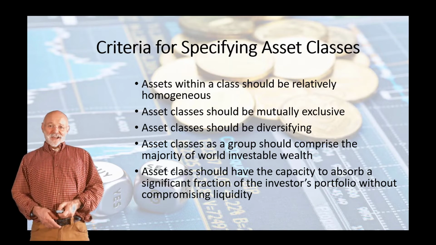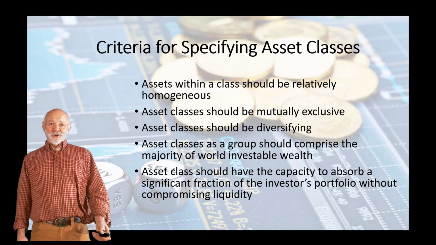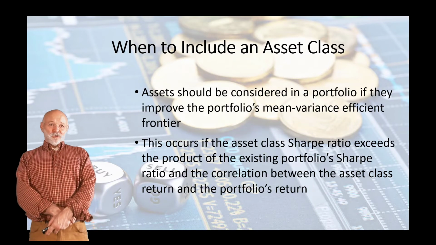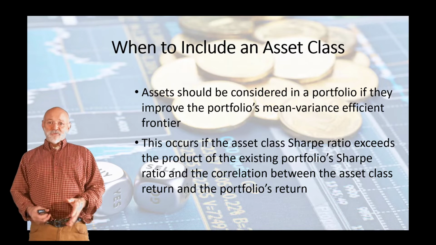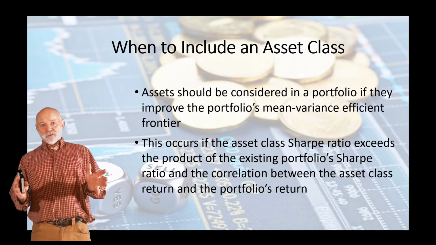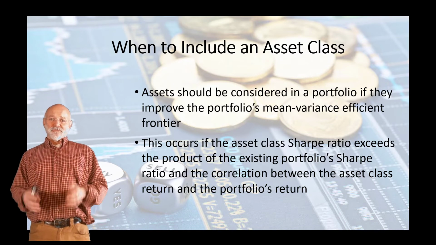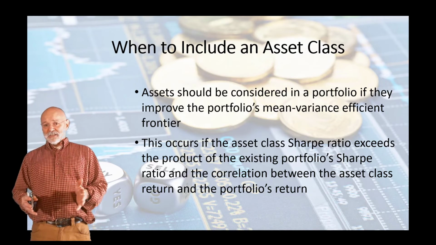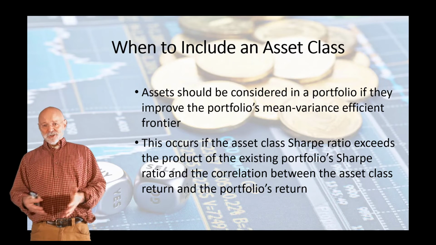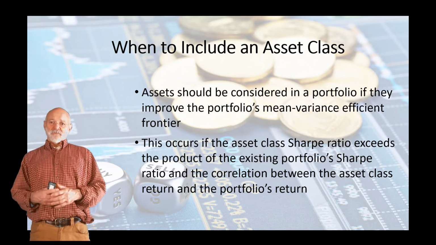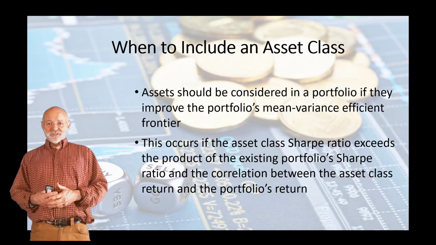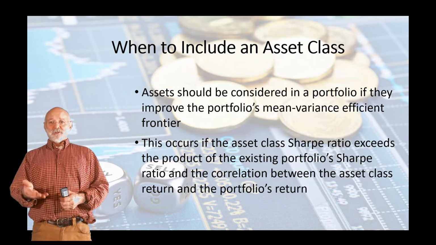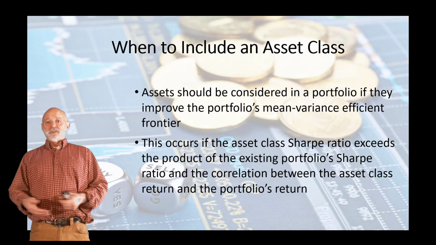When do we include an asset class within our category? Assets should be added to the portfolio if they improve the overall, big term here, mean variance efficient frontier. And we're going to look at that in the next video. Essentially what this says is if we're plotting risk and return on a chart, that's going to be our mean variance space. And within that space, there's the optimal combination of risk and return.